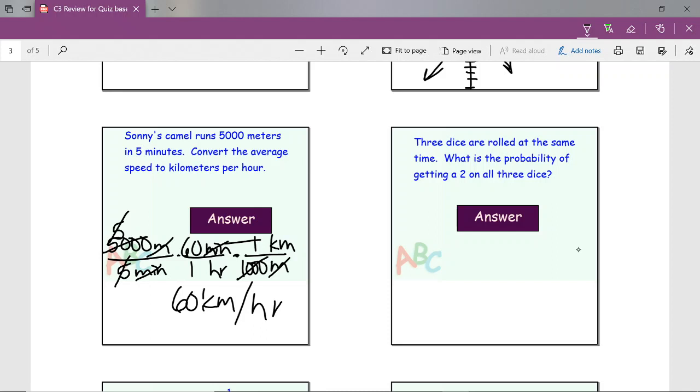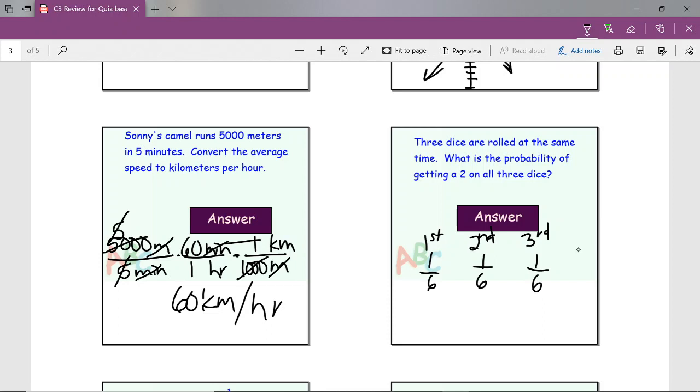All right, now some dice, some probability. 3 dice are rolled at the same time. What is the probability of getting 2s on all 3 dice? So we're looking at some independent events here. They're not going to affect each other, but I need to find the probability of each one of these events. So for the first die, the probability of getting a 2 on that, well, 6 possibilities, only one of them is a 2, so the first probability is 1/6. On the second die, it's the same, 1/6, and on the third, it's also 1/6.